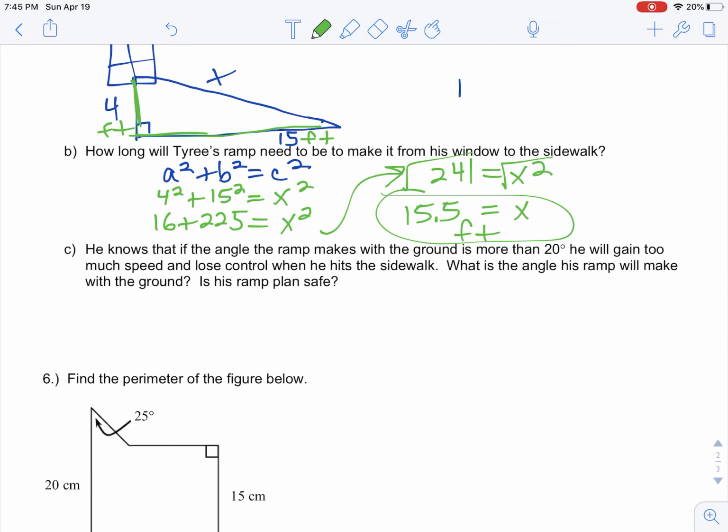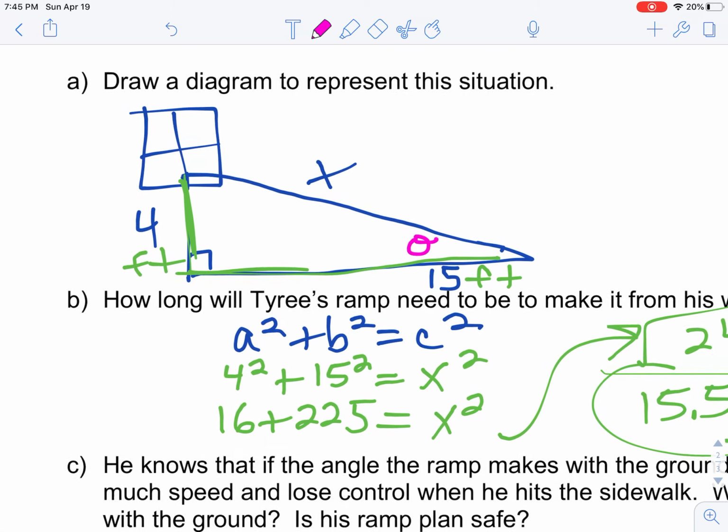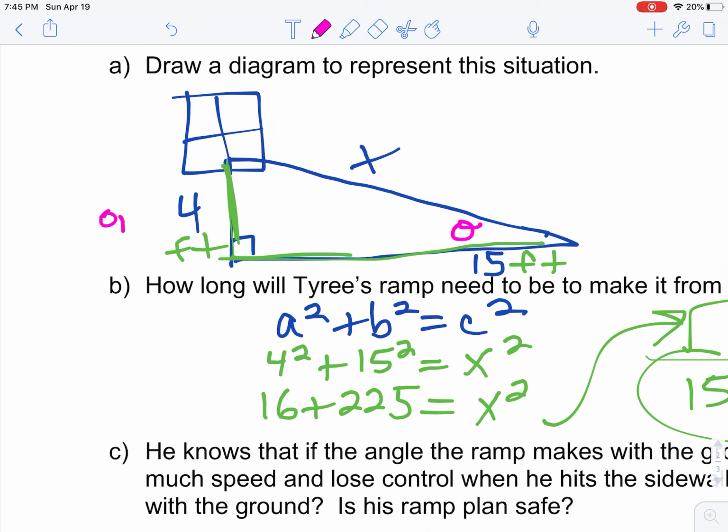For part C, he knows that if the angle the ramp makes with the ground is more than 20 degrees, he will gain too much speed and lose control when he hits the sidewalk. What is the angle his ramp will make with the ground? Is the ramp safe? So I'm going to go ahead and draw the angle that we're trying to find in pink. We're trying to figure out the angle that the ramp makes with the ground here. I always like to go back to the given information, so it'll give me a more exact answer. We're given the opposite side length and we have the adjacent side length.